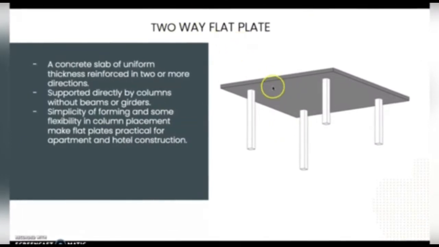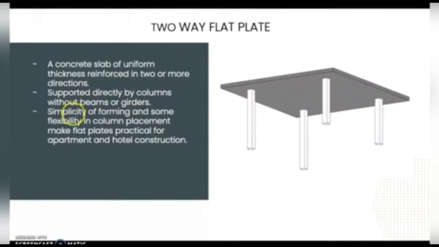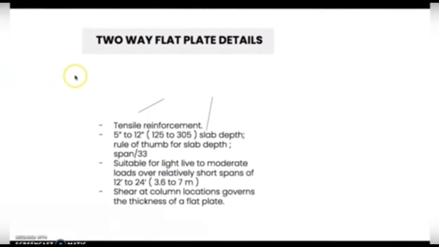We can see in this picture, this is a two-way flat plate, and it's a concrete slab of uniform thickness reinforced in two or more directions, supported directly by columns. Columns without beams. There are no beams or girders here. And simplicity of forming and some flexibility in column placement make flat plates practical for apartment and hotel construction. So these are the two-way flat plate details.